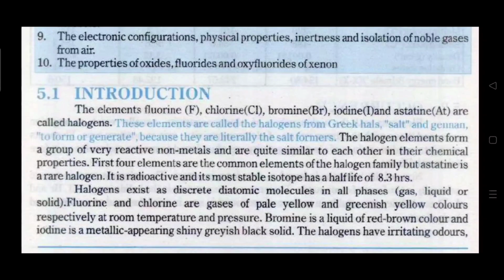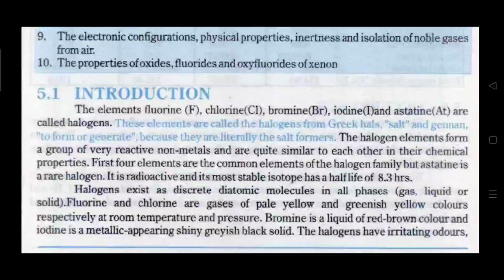If we look at the physical state of these elements, we will come to know that fluorine and chlorine are gases, but fluorine is a pale yellow colored gas and chlorine is greenish yellow in color. Bromine is usually found in liquid state and the color of this liquid is red-brown. Iodine is usually found in solid state and its color is grayish-black. Astatine is a rare element. It is radioactive in nature, and the most stable isotope of astatine has a half-life of 8.3 hours.